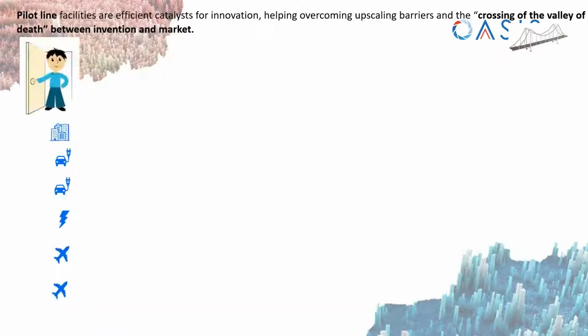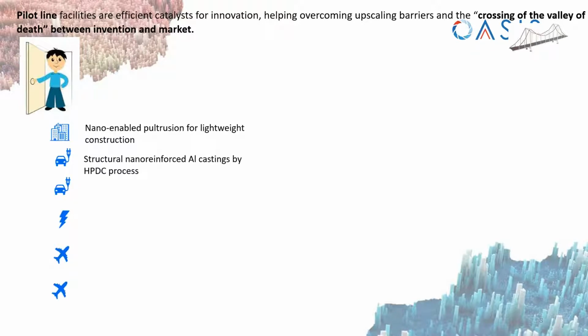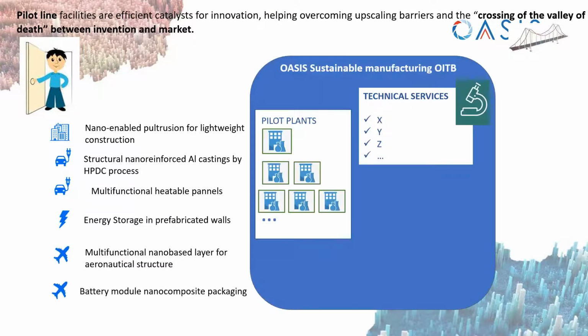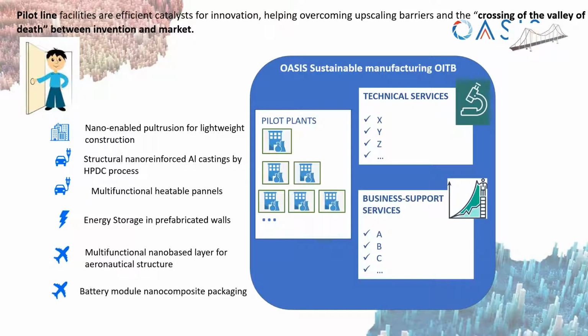One of the strengths of the project is a group of 6 global leaders. At the end of the presentations, Matthias from Thales will explain what the activities in OASIS are.